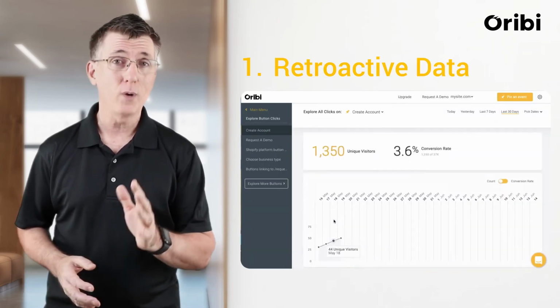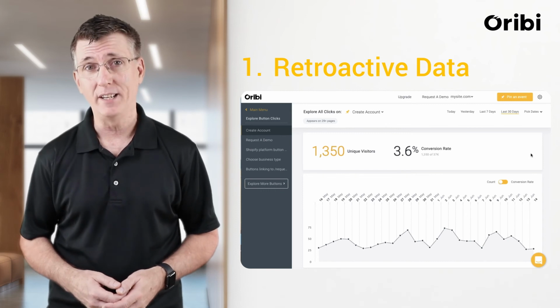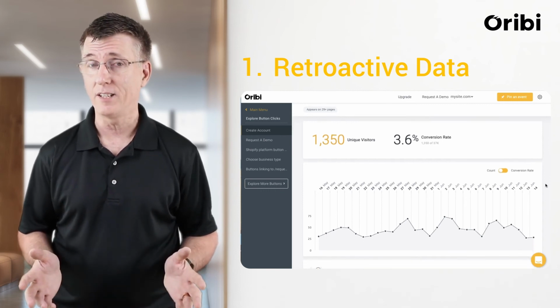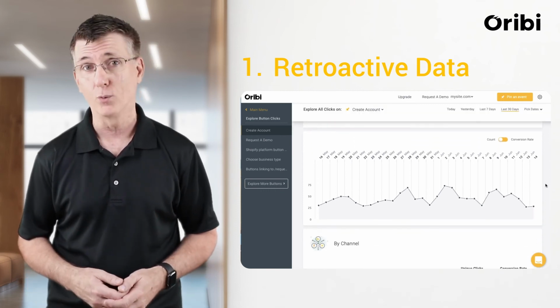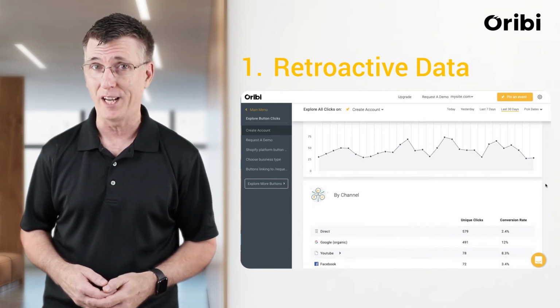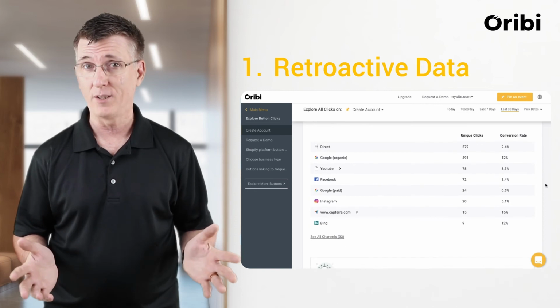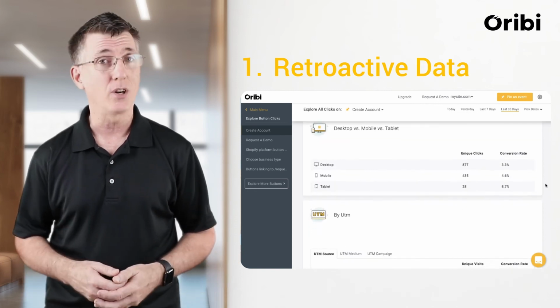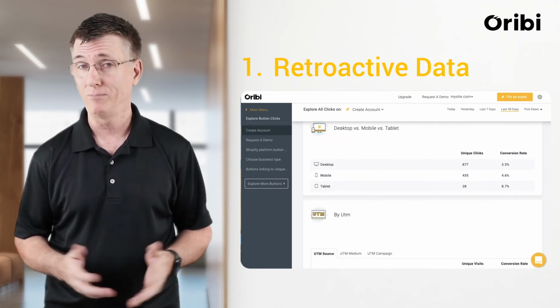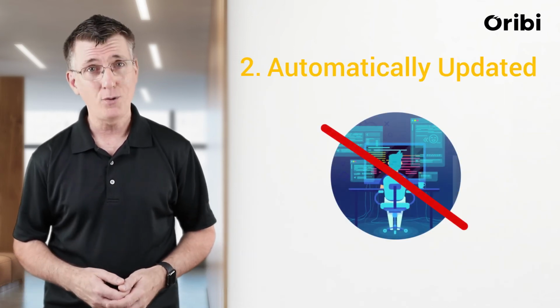There are 2 important things to note about pinned events. 1, all the data is retroactive. As soon as you pin an event, you can see all the data collected for that event going back to when Oribi was initially added to your website. Immediately see which visitors performed the event or what channel they came from. No need to wait to start seeing data after you set the event. It's already there.